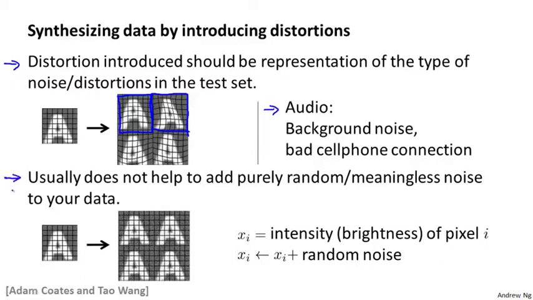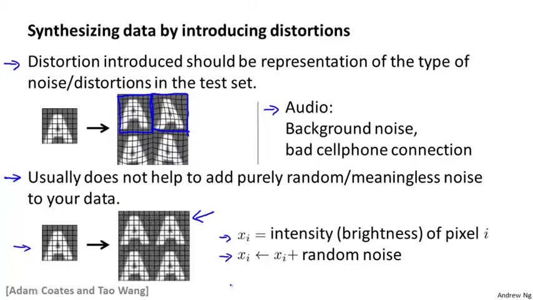In contrast, usually it does not help to add purely random or meaningless noise to your data. Not sure you can see this, but what we've done here is taken the image, and for each pixel in each of these 4 images, just added some random Gaussian noise. Each pixel is the pixel brightness, and if you add some Gaussian random noise to each pixel, it's totally meaningless noise. Unless you're expecting to see this sort of pixel-wise noise in your test set, this sort of purely random meaningless noise is less likely to be useful.